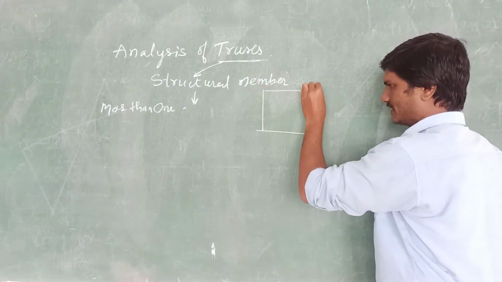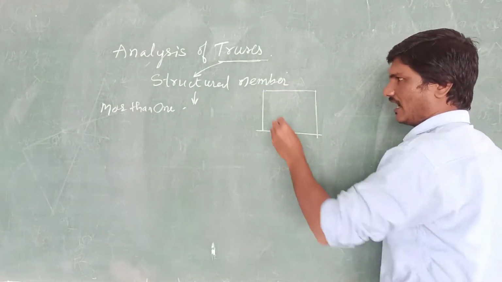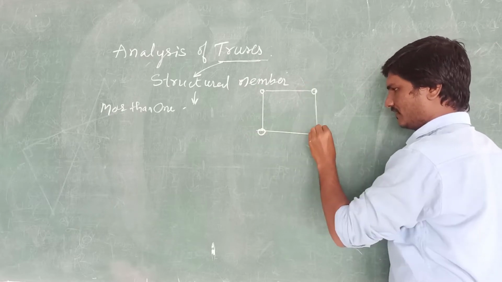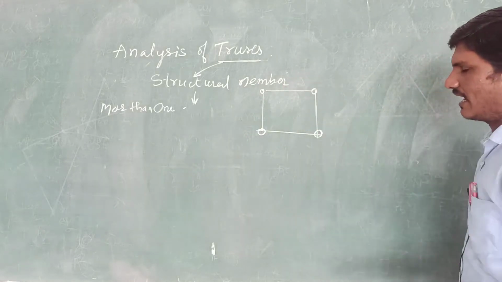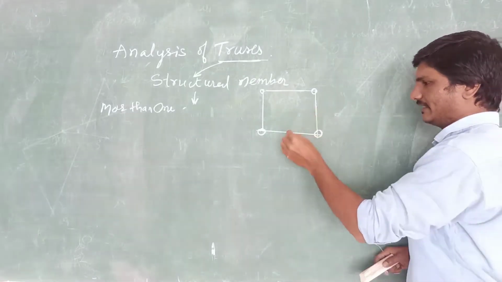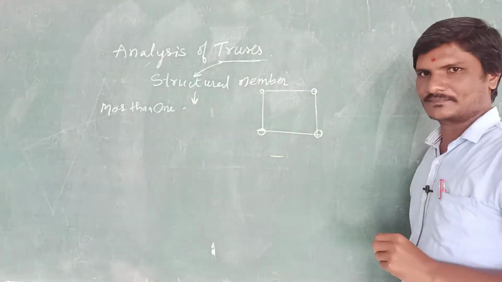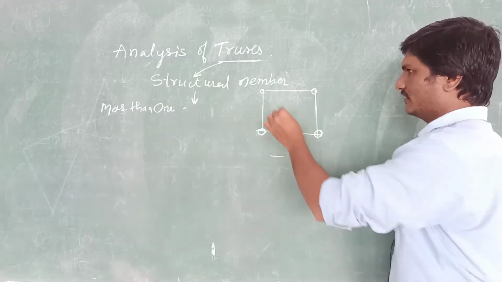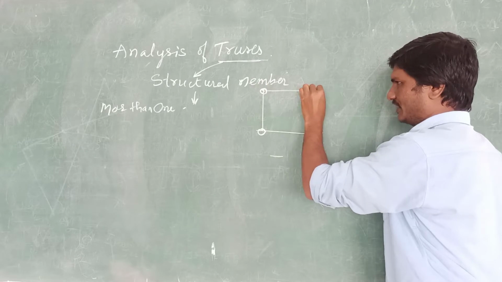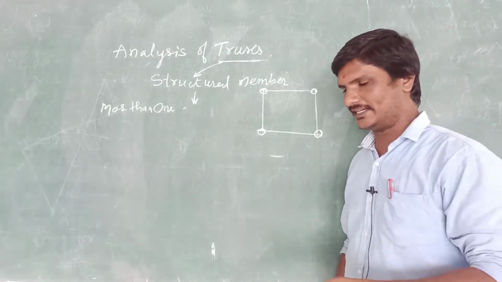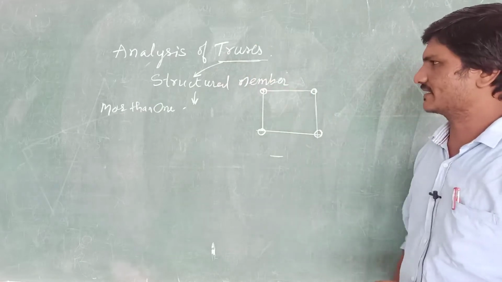So all the members, there are several members, are joined at their ends, right? All these joints are joined with the help of either smooth pins, a riveted joint, or a welded joint. So all are joined together, and the analysis is to be carried out on the truss.